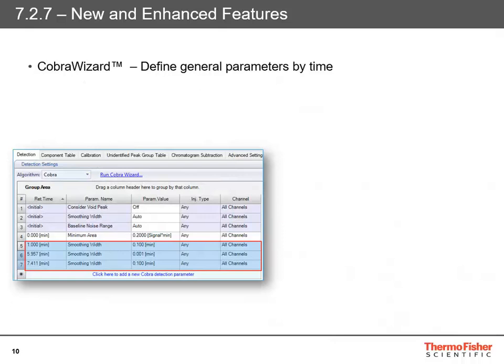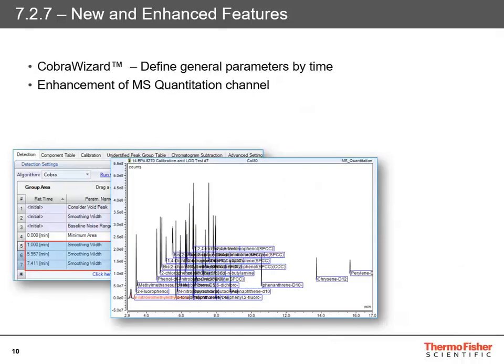Some other features, some nice data processing. The Cobra Wizard. As you run through the wizard now, you can define all of the general parameters by time, by injection type, and by channel. This obviously allows you to modify these parameters throughout the sequence and give them different values as you go through the sequence to improve and optimize your integration.